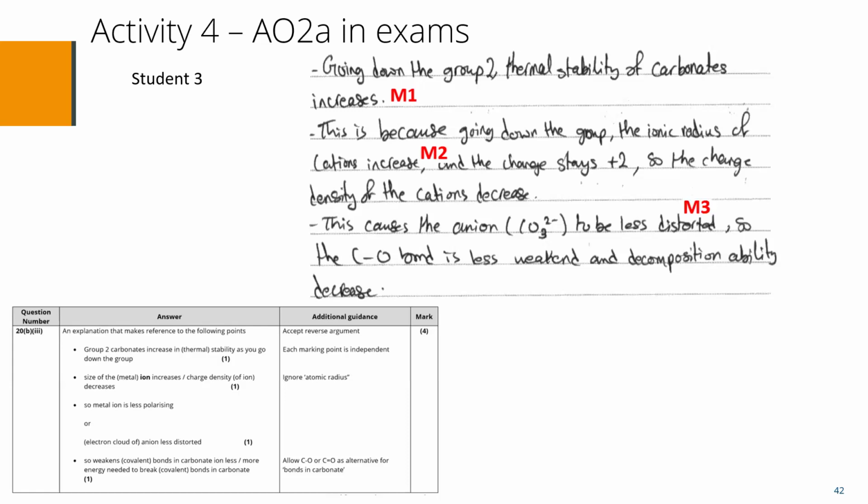And this one, finally, says the C-O bond is less weakened and the decomposition ability decreased. So there we are. They can score 4 points. So that's a good answer and an excellent one to show your students.